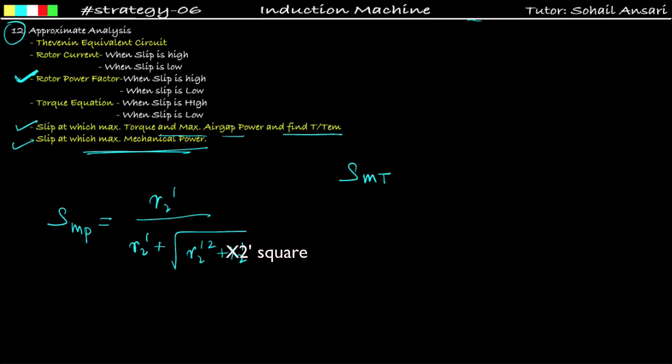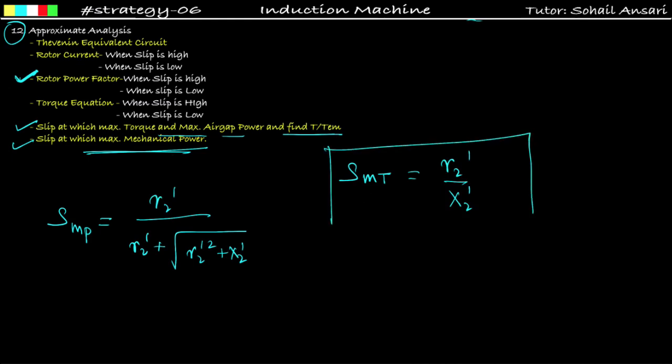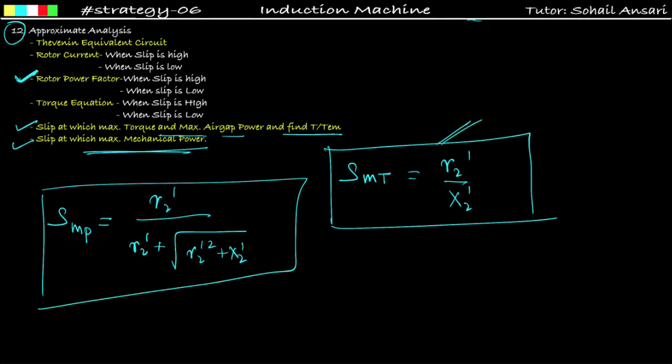So slip at which maximum mechanical power I am getting is R2 dash upon R2 dash plus under root of R2 dash square plus X2 dash square, and slip at which we are getting maximum torque or maximum air gap power is equal to R2 dash upon X2 dash. So both slips will be different, please keep in mind. These two slips are different. This slip is the slip at which we are getting the maximum air gap power or maximum developed torque, and this slip is at which we are getting maximum mechanical power or maximum shaft torque. Both formulas you have to keep in mind. The question can be framed from both formulas also.